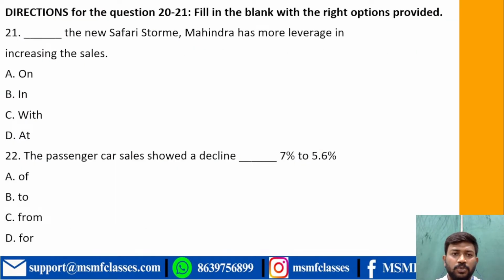Okay, last two questions. The dash new Safari Storm Mahindra has more leverage in increasing the sales. So this is the 21st question. The dash new Safari Storm Mahindra has more leverage in increasing the sales: on the new Safari Storm, in the new Safari Storm, with the new Safari Storm, at the new Safari Storm. I think this is also very easy.